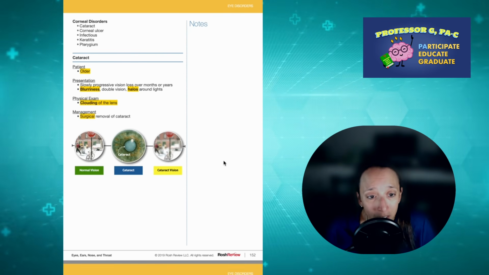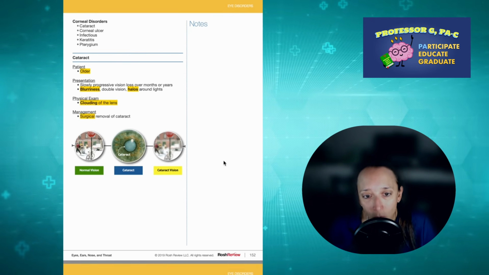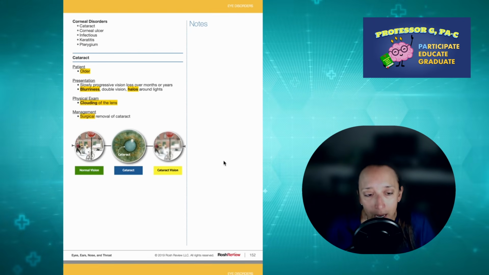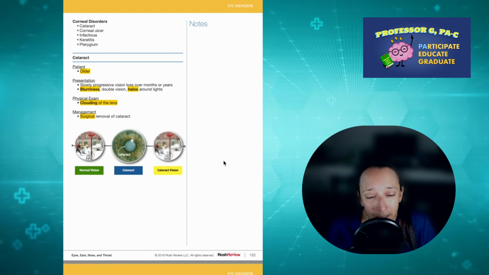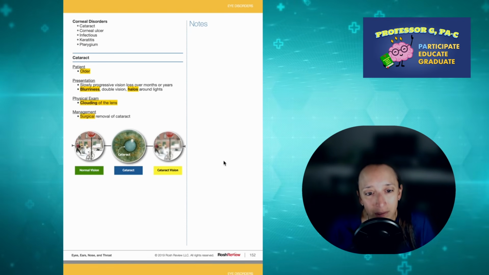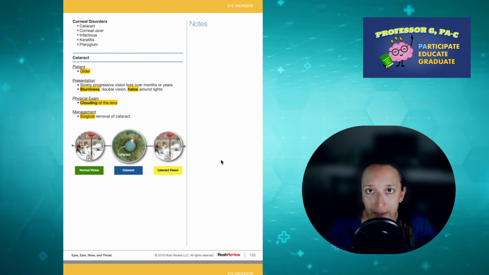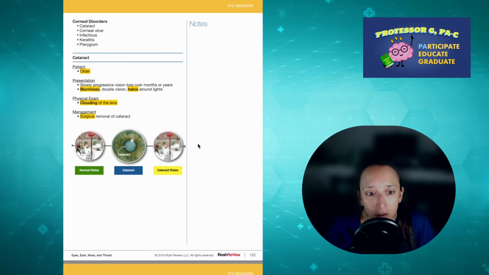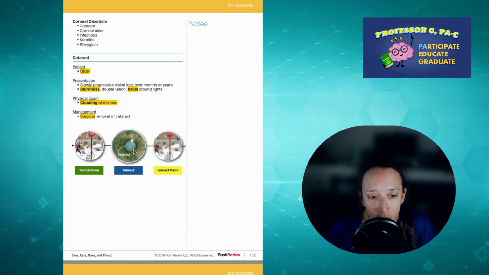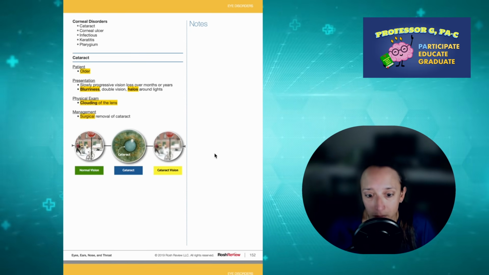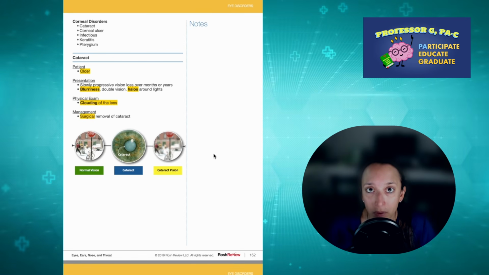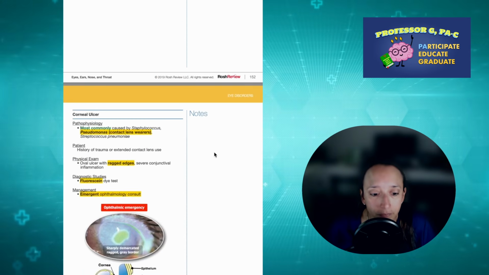The progression is really slow, and they get slow vision loss over months to years. It's painless vision loss, and they'll usually describe it as blurriness, with halos around the lights and trouble with night vision and night driving. They'll also get clouding of the lens on physical exam, so you won't be able to see through it as easily. And the treatment is surgical management.